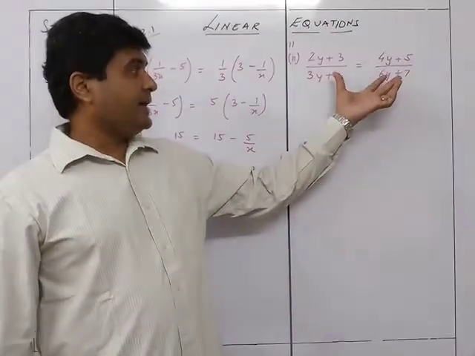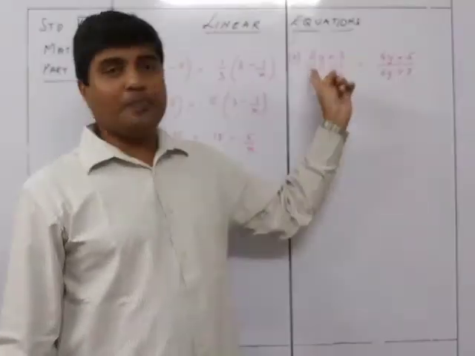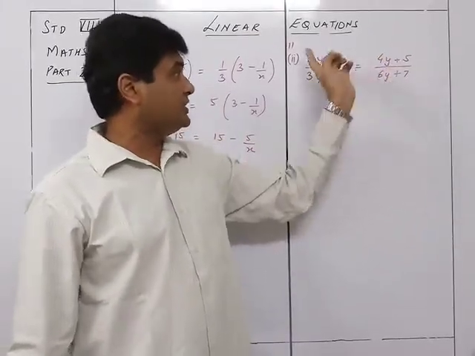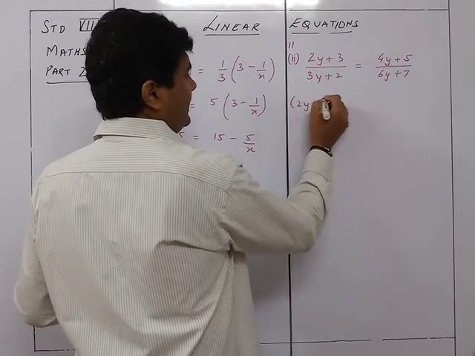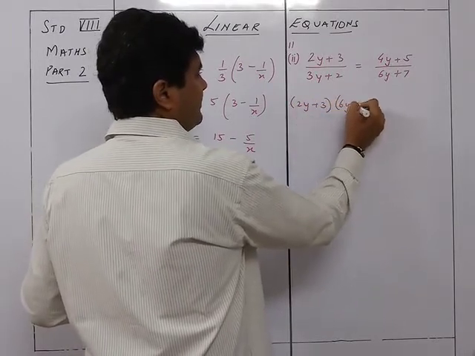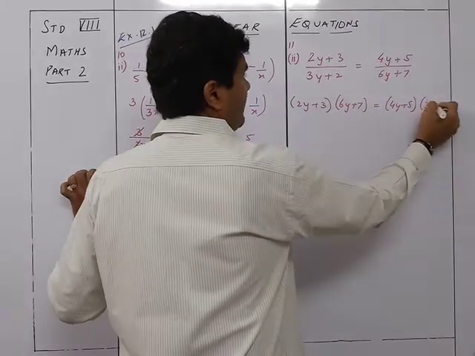You can see over here again, we don't have another alternative. We cannot do some LCM over here. We're just going to cross multiply. So bring this on this side and this on this side. So accordingly, we will have it as 2y plus 3 into 6y plus 7 is equal to 4y plus 5 into 3y plus 2.